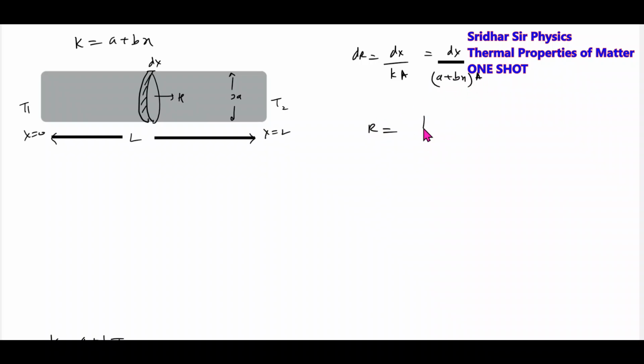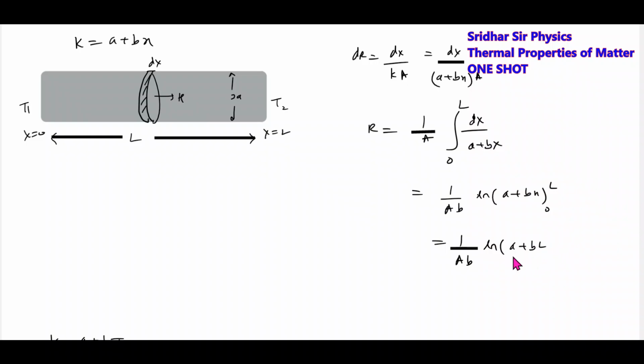So this will be 1 by A integral of dx by (a plus bx), from 0 to L. If the k varies, then this is the method. So this will become 1 by (A b) log of (a plus bx) from 0 to L, which is 1 by (A b) log of (a plus bL) by a. This is the thermal resistance. What about heat current now? (T1 minus T2) by R. If thermal conductivity varies, use this method. Assume a small element normal to the flow of heat, then integrate, and we'll get the thermal resistance.